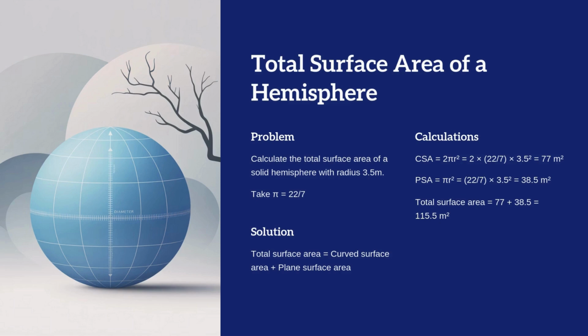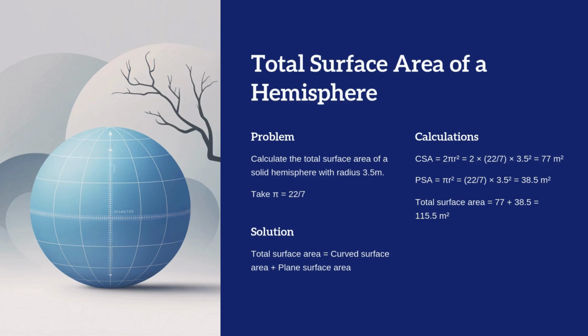Step 2. Calculate the curved surface area, CSA. Formula: curved surface area equals 2 pi r squared. This comes from taking half of the full sphere's surface area. Substitute r equals 3.5. Curved surface area equals 2 multiplied by pi, multiplied by 3.5 squared. This is obtained by replacing r with 3.5. Replace pi with 22/7. Curved surface area equals 2 multiplied by open bracket 22/7 close bracket, multiplied by 3.5 squared. This follows from using the given value of pi.